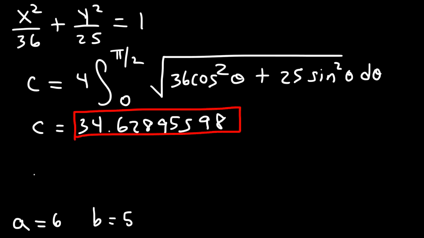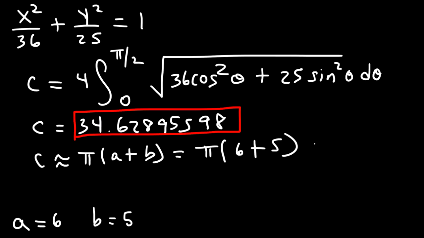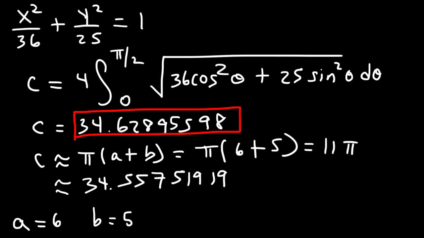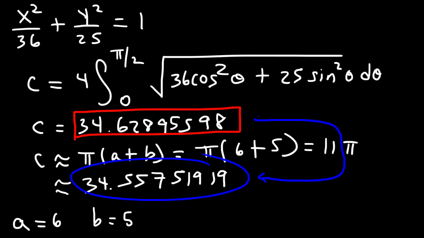So let's go ahead and approximate the answer. Let's try this one. The circumference is approximately pi times a plus b. So in this case, a is 6, b is 5. So it's approximately equal to 11 pi. And 11 pi, that's about 34.55751919. In this case, both answers round to 34.6. So this is a good approximation of that answer.